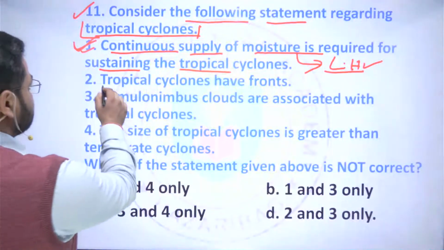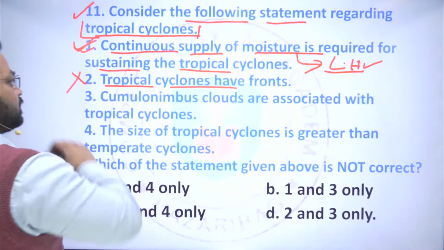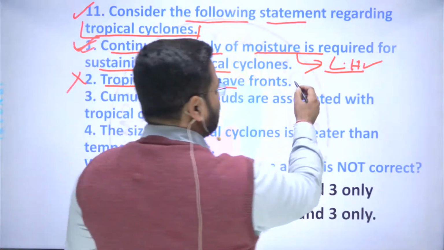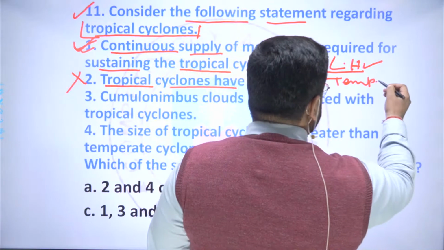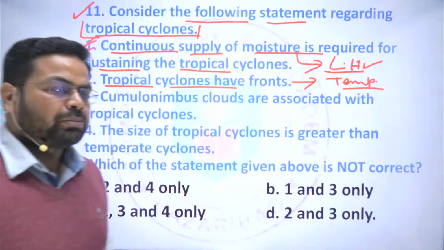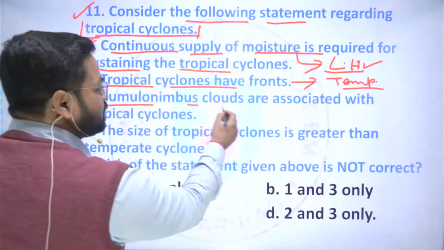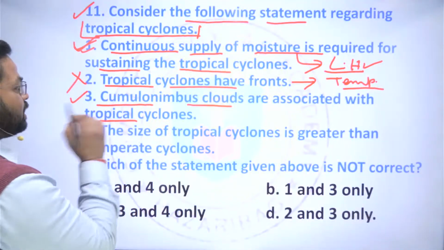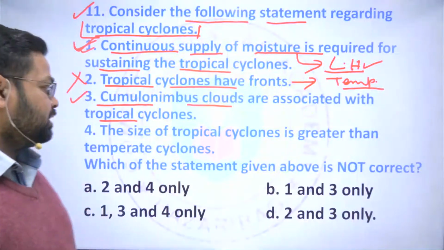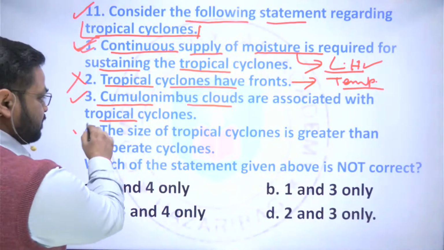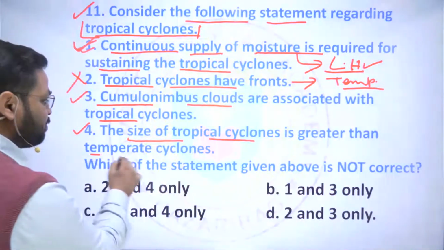And thereafter, the tropical cyclones have fronts. So it is a wrong statement because the fronts are found in the temperate cyclone, right, not in the tropical cyclones. Next is, cumulonimbus clouds are associated with the tropical cyclones. So this statement is a correct statement. And next is, the size of tropical cyclones is greater than temperate cyclones.